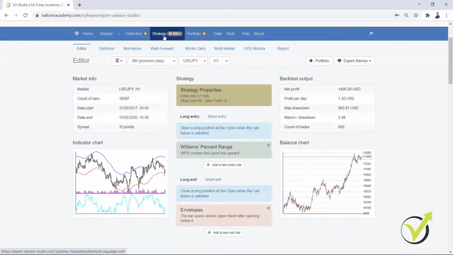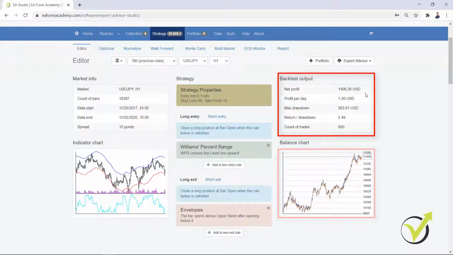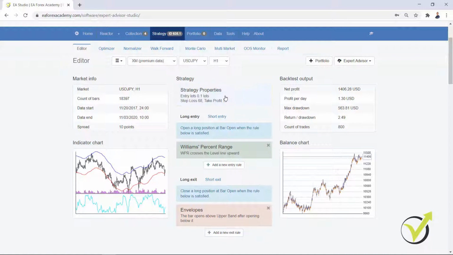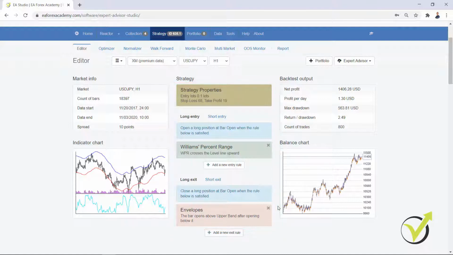I click on open and you can see the strategy behind the expert advisor, and I will show you so much more statistics. You see what a balance chart I have, as well as the backtest outputs, where we see the most important ones like profit per day, but that's for 0.1 lot, maximum drawdown, return to drawdown ratio, count of trades, and in the middle we see the strategy itself, okay? Something we don't see in the backtest on MetaTrader.